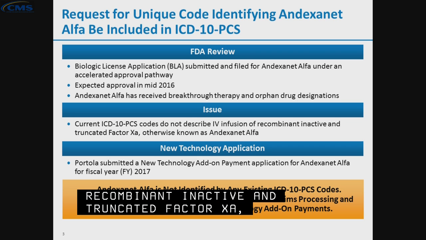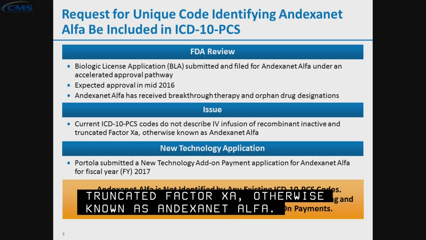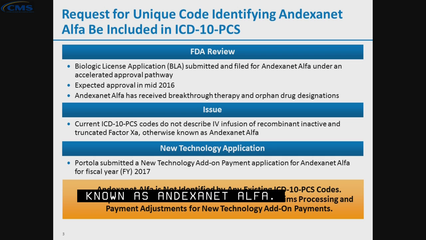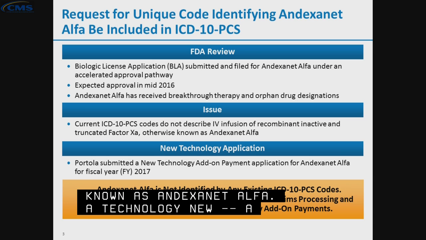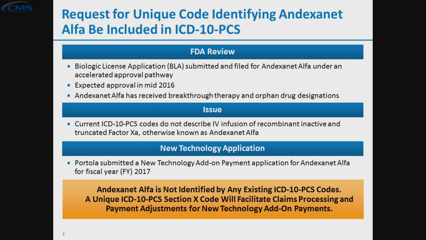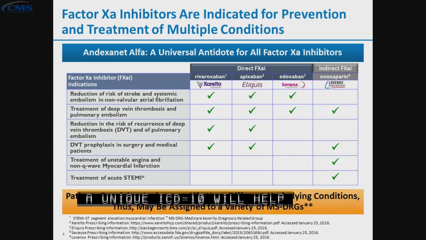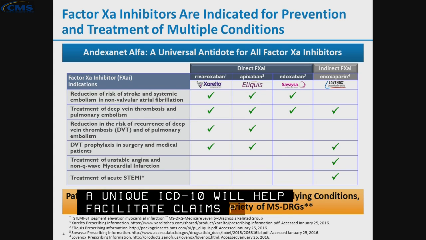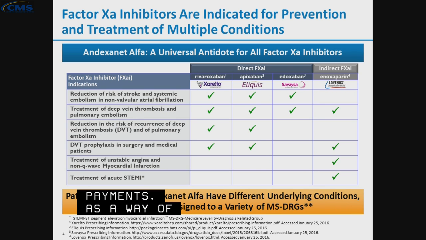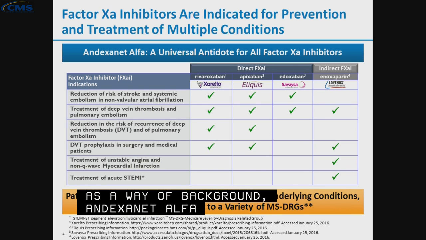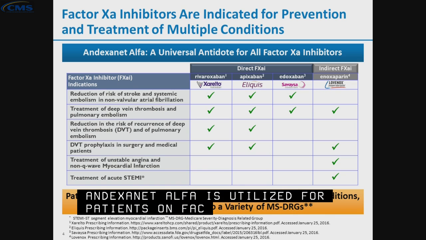A new technology application has been submitted for Andexanet Alfa for fiscal year 2017, and Andexanet Alfa is not identified by any existing ICD-10 code. A unique ICD-10 code will help facilitate claims processing as well as payment adjustments for the new technology add-on payments. So as a way of background, Andexanet Alfa is obviously utilized for patients who are on factor 10A inhibitors suffering major bleeding events. Well, who are these patients? There's a wide swath of patients with clinical indications.